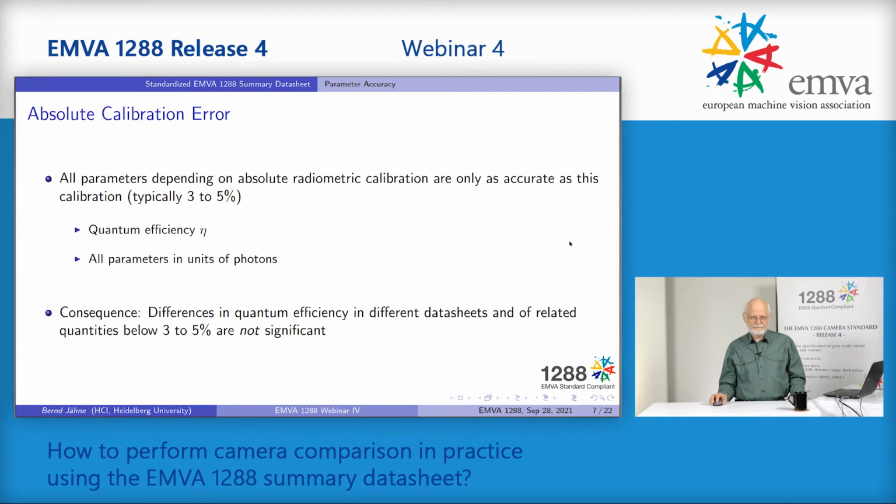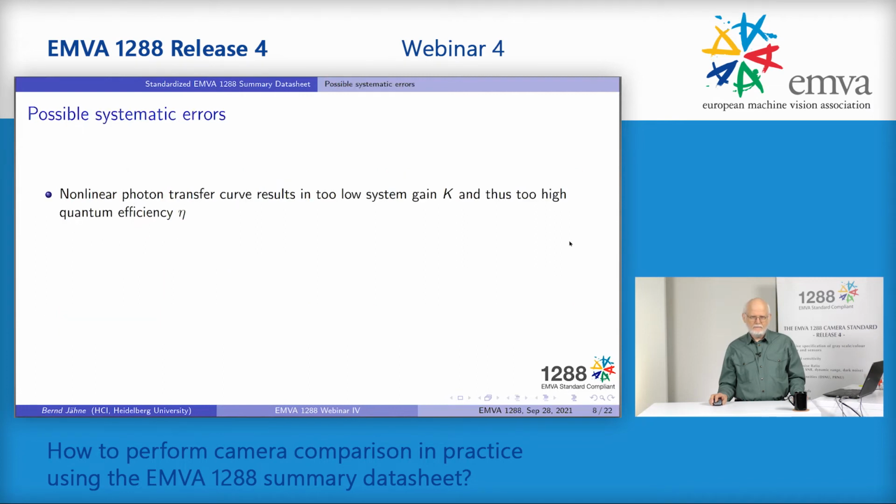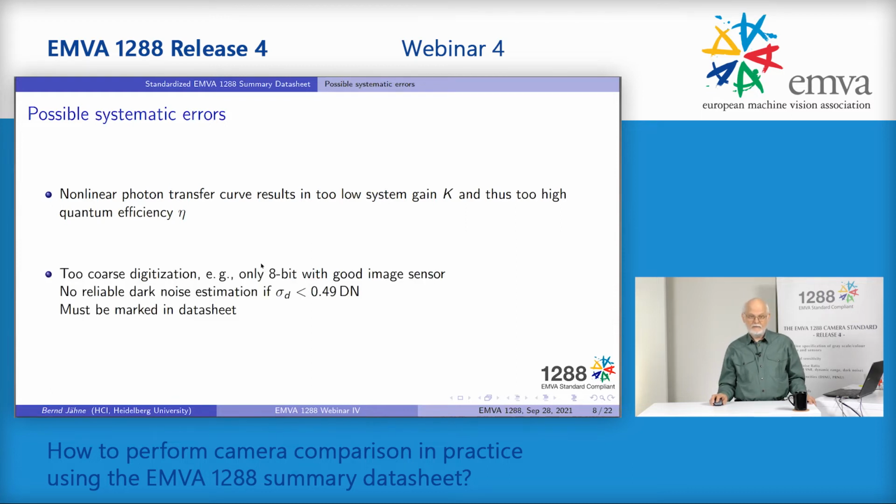So now there might also be possible systematic errors, especially if you have a nonlinear photon transfer curve that results in a too low system gain, and then we would get a too high quantum efficiency number, which is of course not very nice. And we might also have another problem if we have a too coarse digitization, typically an 8-bit sensor or an 8-bit resolution only with a good image sensor, we will not be able to measure the dark noise.